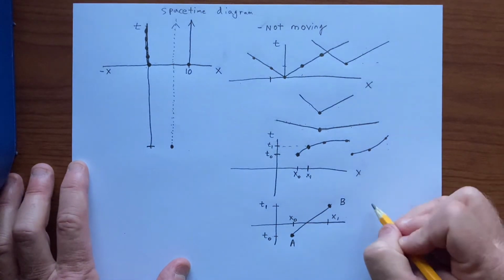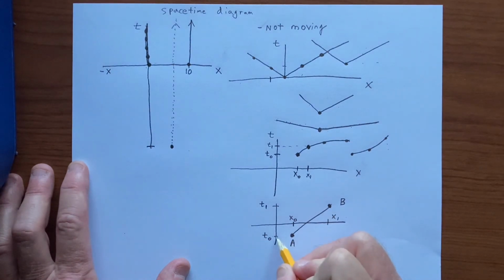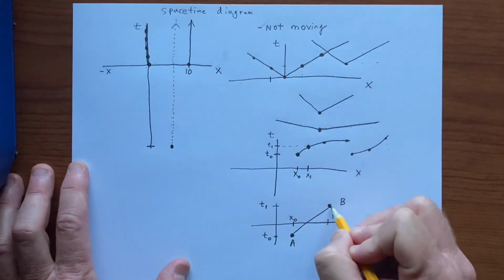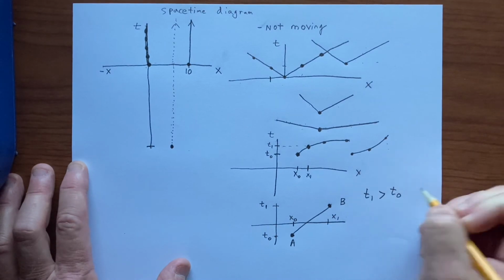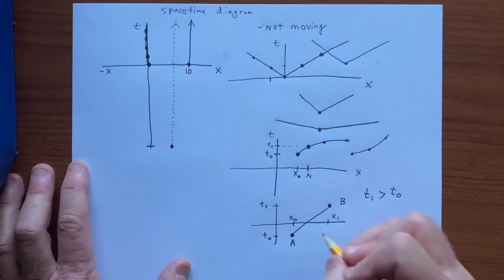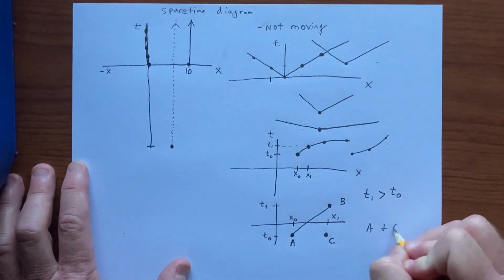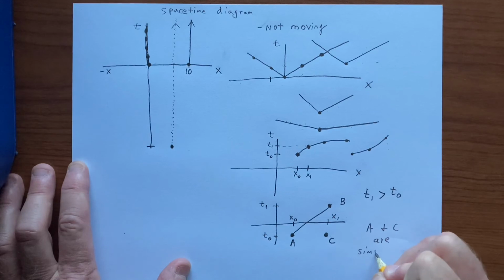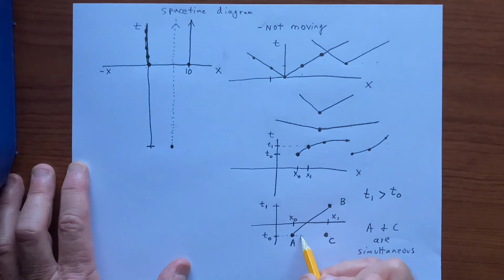Let's notice that this event is happening at t naught, whereas this event happens later at t1, so t1 is greater than t naught, right? One is in the future of the other. Let's consider another event here, event C. Notice that this event is happening at the same time, so events A and C are what we call simultaneous. Okay, so simultaneous events on a space-time diagram appear on a parallel line, right?